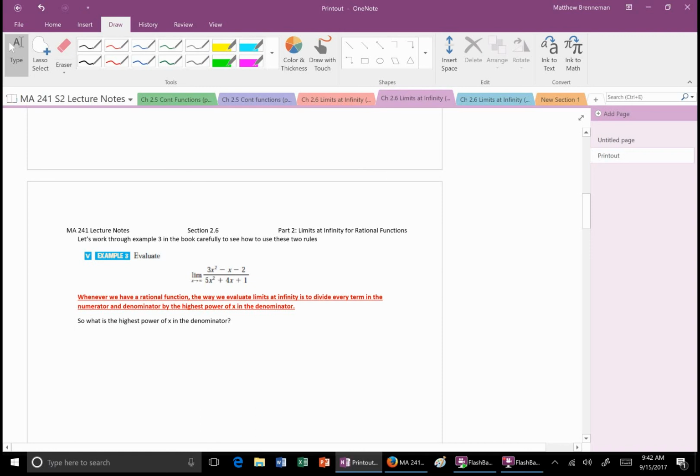And what we do is we look at the leading term in the numerator and the denominator. So I'm going to look at the numerator and ask, what is the highest power of x? Okay? And it's x squared. That's called the leading term.